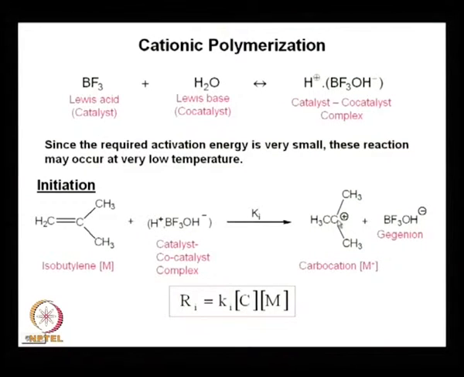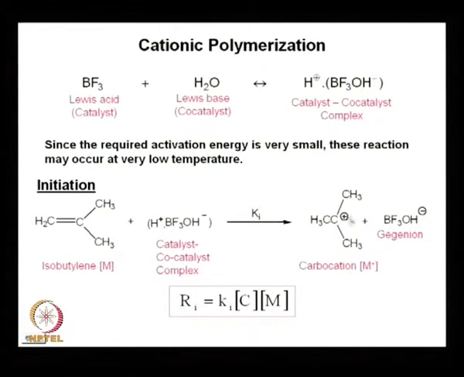This center becomes positive. Since this is positive, this is a cation, and the other part of the catalyst, the anion, is known as the Gegen ion, that remains very close to this growing cationic center, in its vicinity. Once another monomer comes in, it is already polarized because of this presence, and it can easily add to that monomer.